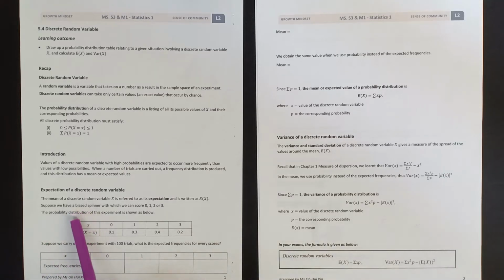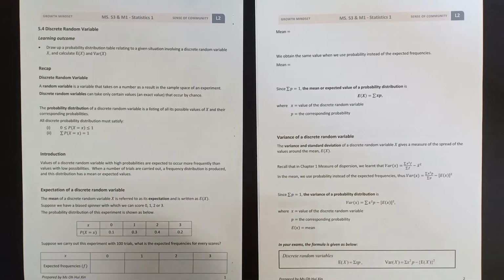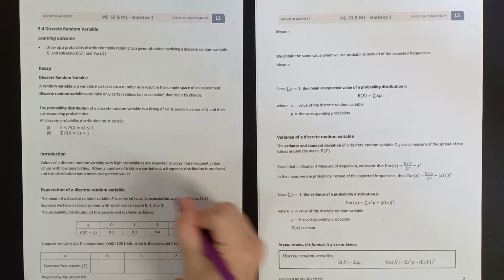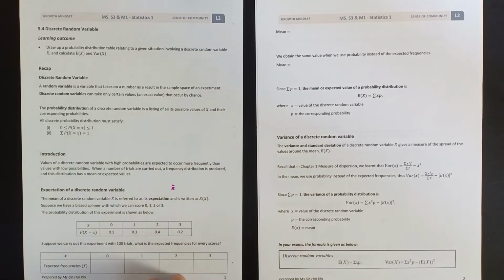First, the mean of a discrete random variable is referred to as its expectation and is written as E(X). If you still remember, in statistics we always write the mean as x bar. But for a discrete random variable, we don't use that symbol, we use E(X). So just remember, expectation means mean.